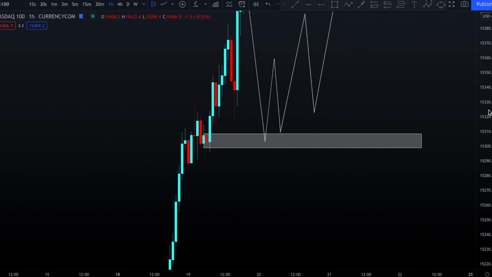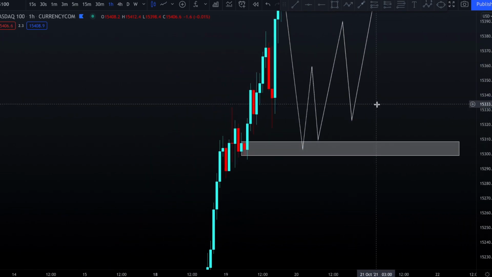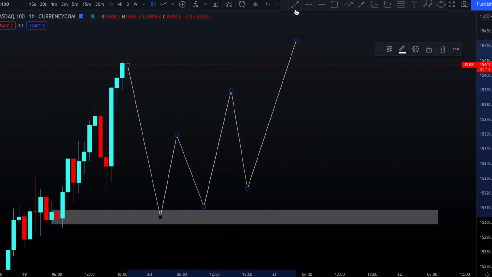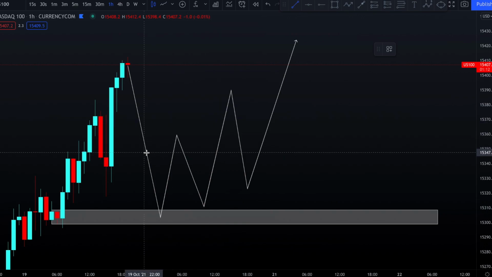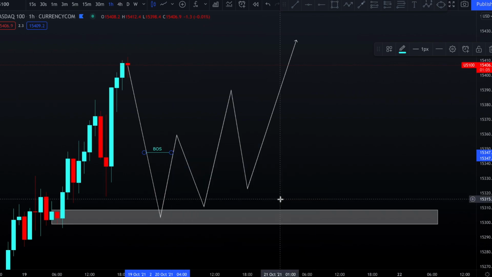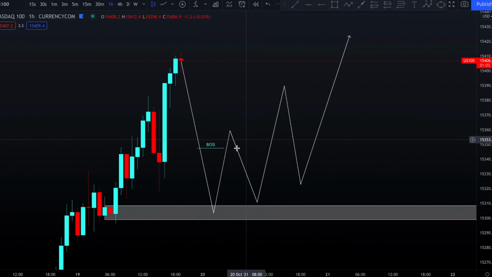Okay, so this is why people will not always try and pick tops and bottoms. Why? Because you can never be entirely sure that price will turn around at that point. Okay, however, if we have a break of structure here, okay, we know that now the character has changed for price to begin moving in the opposite direction. Okay, so how does that help us?